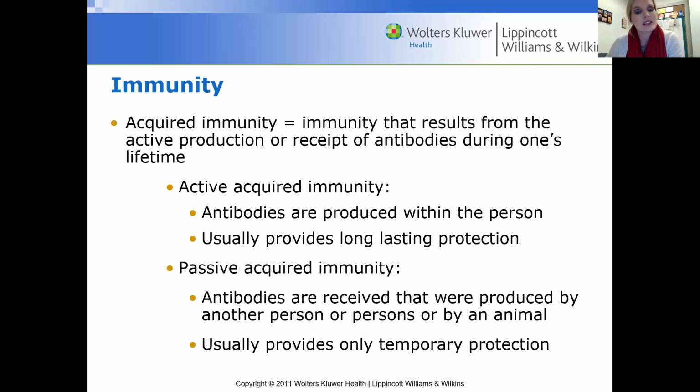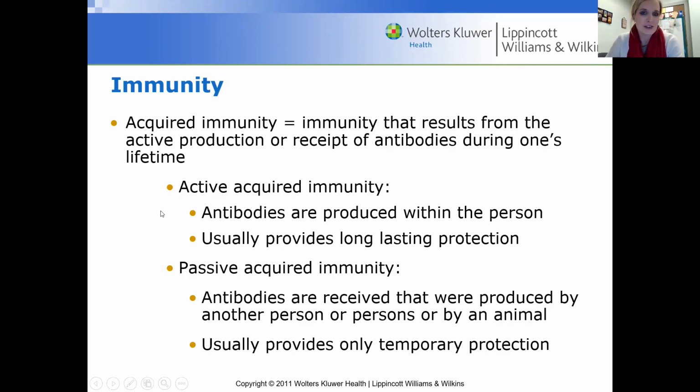Whereas with passive, the antibodies are received that were produced by another person, an immune person that has the antibodies already. They create some type of serum that can be passed on to other individuals, or even an animal. So this is typically going to only provide a temporary protection because we ourselves did not create those antibodies. Somebody else had to create those for us. This is usually to make sure that at this particular period of time, I don't get sick from it. But if I'm exposed to it later, I may. So that's the difference between active and passive.